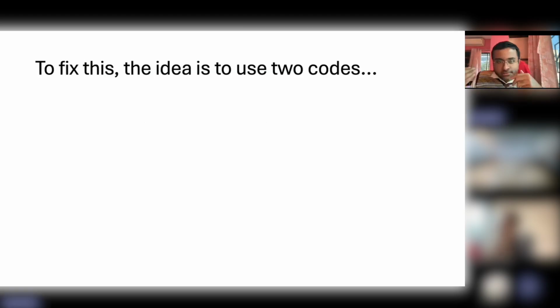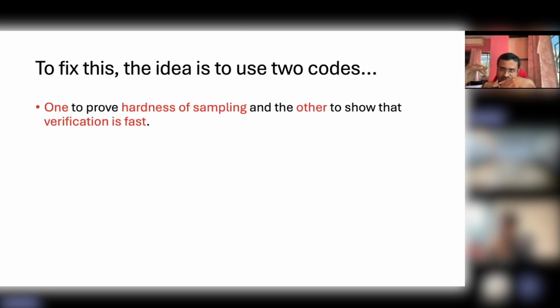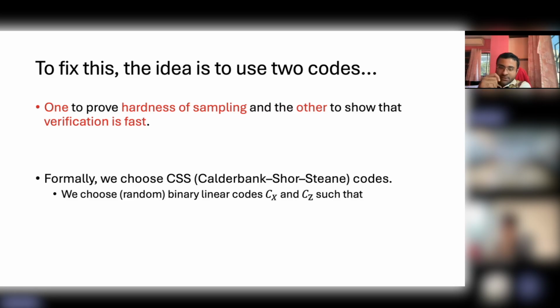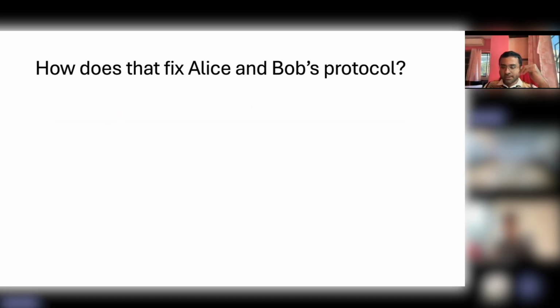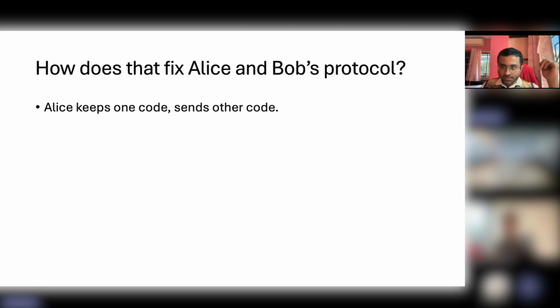And so how do I fix this? The fix is kind of intuitive. And the idea is to just use two codes. So one would be to prove hardness of sampling, and the other would be to show that verification is fast. And we use CSS codes for this. We have, say, two binary linear codes, CX and CZ, and they satisfy some linear algebraic guarantees. And so CX is the secret code, and CZ is the public code. What do I mean by this? Well, Alice would keep the CX code and send the CZ code over to Bob.